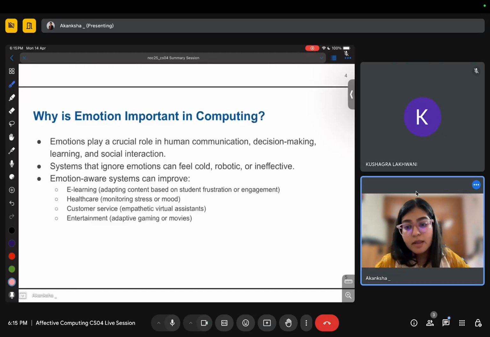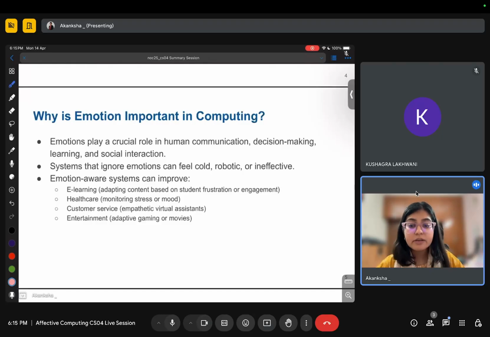Then customer service includes empathetic virtual assistants. Let's say you're shopping on a platform, or you have a complaint, like your laptop stopped working, and you are chatting with a chatbot. It would not be that helpful. But if the bot shows some kind of empathy, you will be more involved in the conversation and you will feel more heard. This increases customer retention and helps businesses grow.